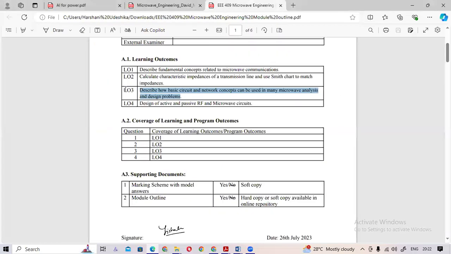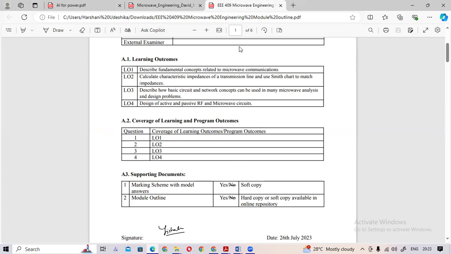So we will move to learning outcome 3. There we have to describe some basic circuits and network concepts, and we need to see how to analyze and also design problems. So first we have to do the analyzing. As I told you, there are two ways to analyze microwave circuits. One is using Maxwell equations. The other one is using transmission line theories.